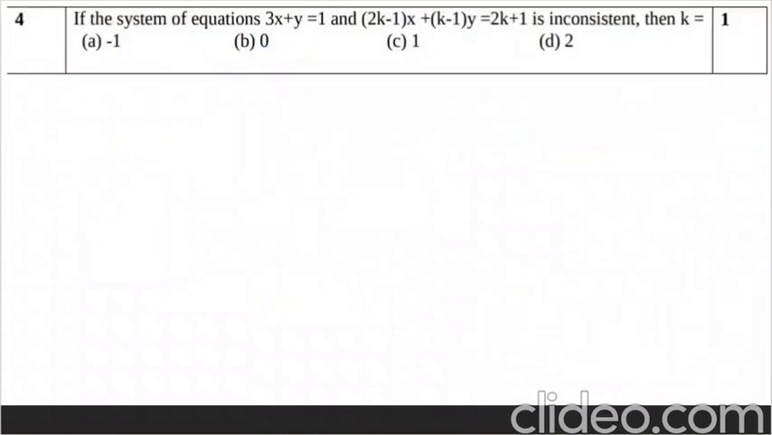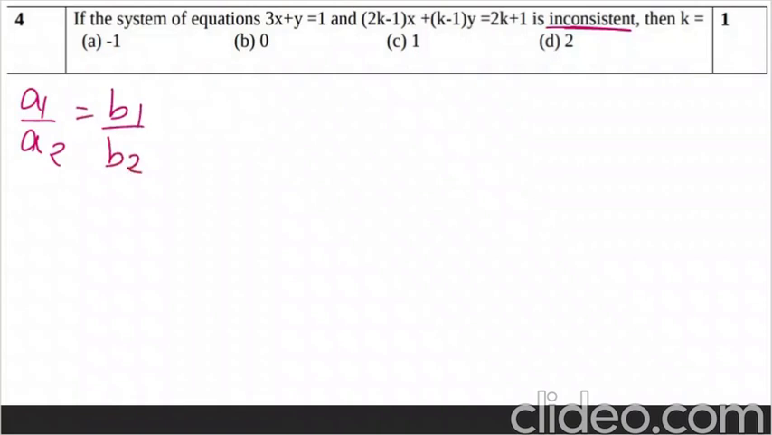Okay, next question. If the system of equations 3x plus y is equal to 1 and (2k minus 1) into x plus (k minus 1) into y equals 2k plus 1 is inconsistent, then k is what? Inconsistent, the major hint is already given to you, nothing more to understand. Inconsistent given, write the correct format of inconsistency, that is a1 by a2 equals b1 by b2, correct? And that won't be equal to c1 by c2, correct?